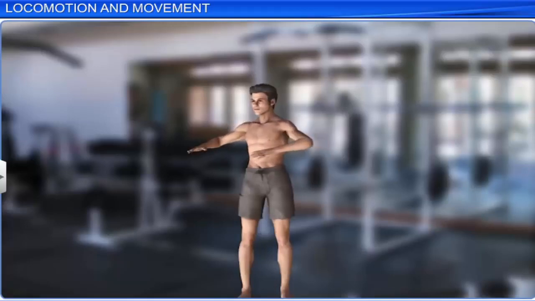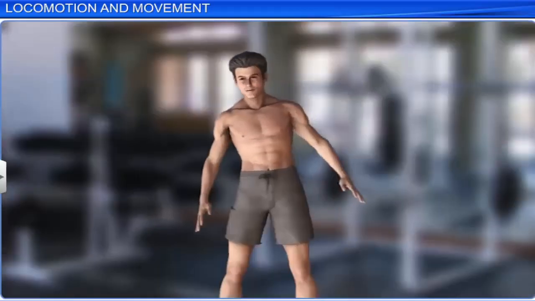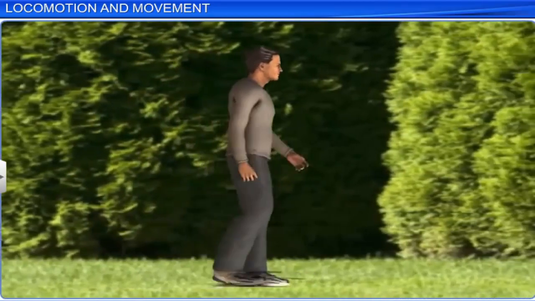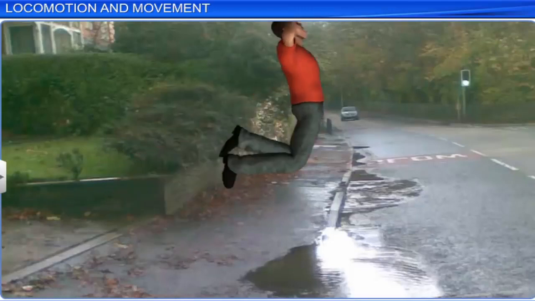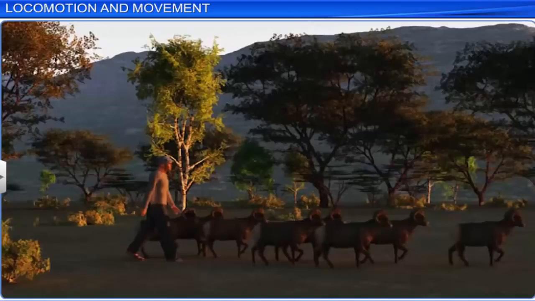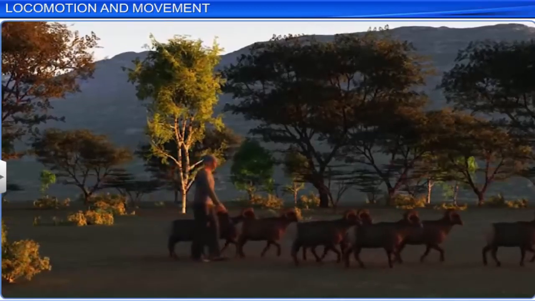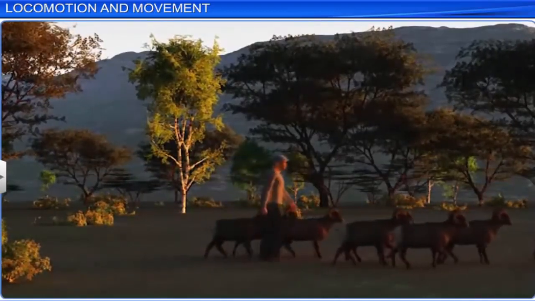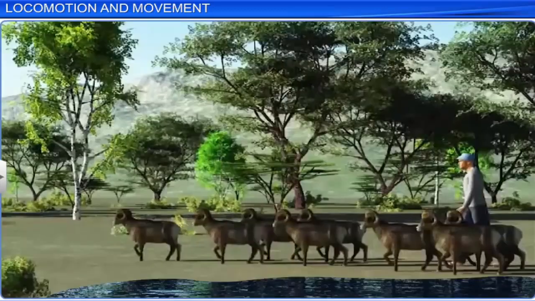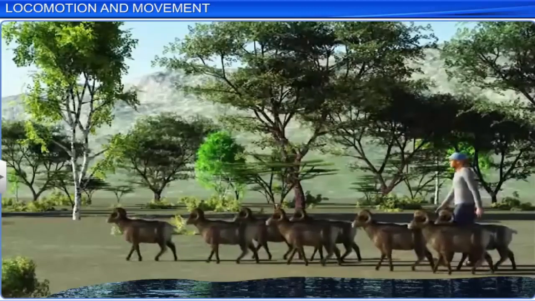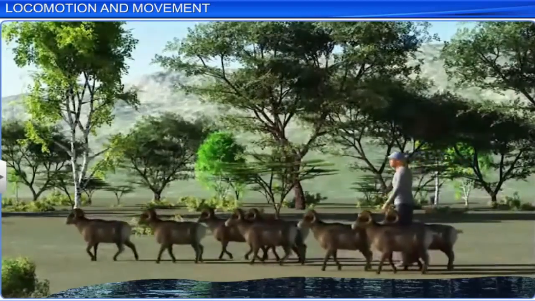You can bend, stretch, walk, run, and jump. Similarly, all other living organisms exhibit movement, which is one of their characteristic features. However, movement in plants is different from that in animals.